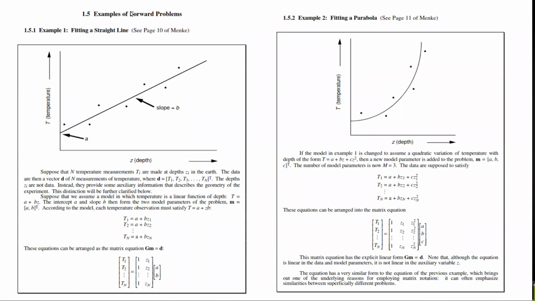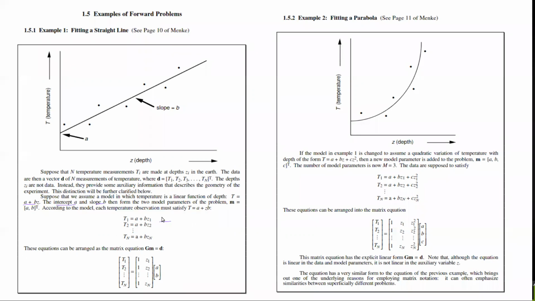These are some examples of forward problems. Say we make n temperature measurements, Ti, at different depths, Zi. Then the data goes into the D vector, where all n temperatures are in a column vector D. And if we assume that the temperature is a linear function of Z, then there is a linear relationship between temperature and depth. Then the model parameters in this case will be A and B, where A is the intercept and B is the slope, whilst Z will be some auxiliary information.